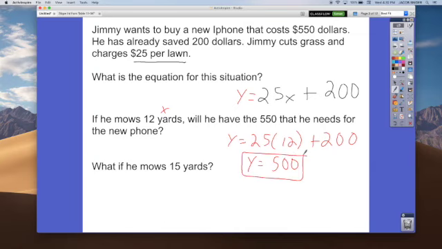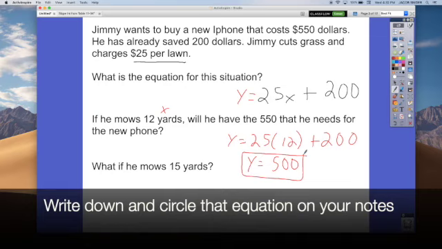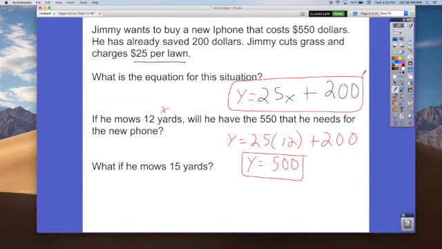I bet from right there you can tell me what your prediction would be. Were you right? Were you wrong? Were you too high? Were you too low? Okay? But I think you can probably tell me how many yards it would need to be. All right. So that would be the situation that I would use. Here's my equation right there. Keep that in mind. All right? Write that on your paper for me. Y equals 25x plus 200.